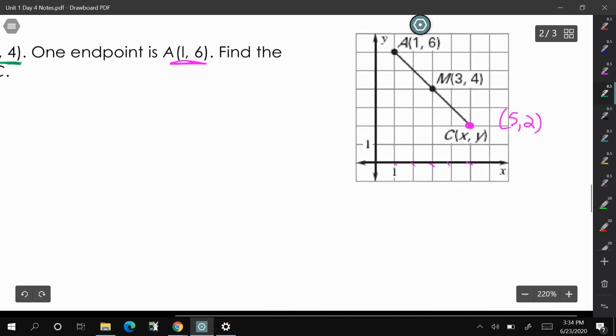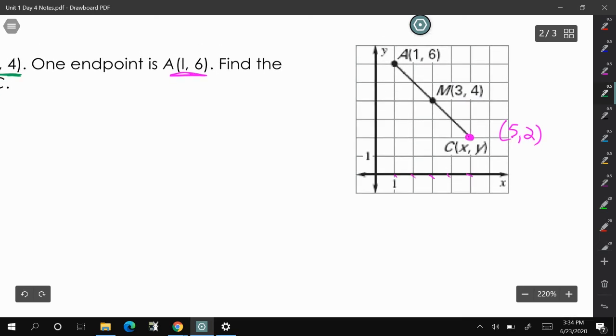is look at the difference between the x values. So 1 and 3. If we take 1 and we add 2 to it, we get 3. Well, 3 plus 2 is 5. And we can do the same thing with the y. 6 minus 2 is 4. 4 minus 2 is 2. You could do it that way.